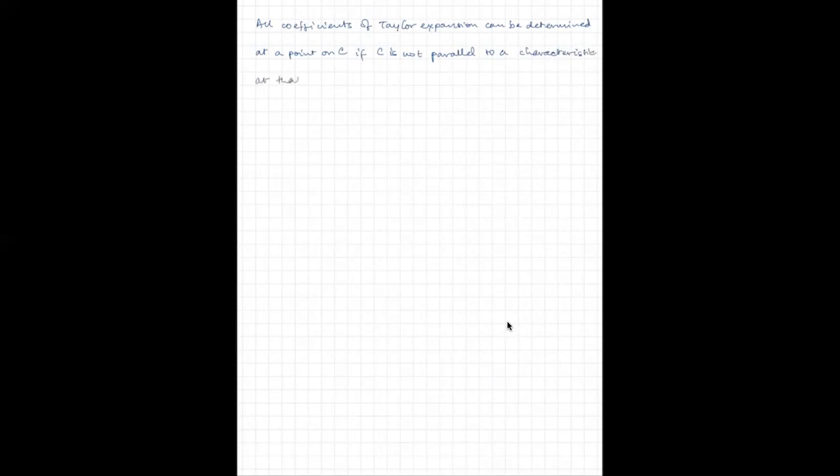At that point, and so the solution can be determined in some neighborhood of C of each point on C, if C is nowhere parallel to a characteristic.